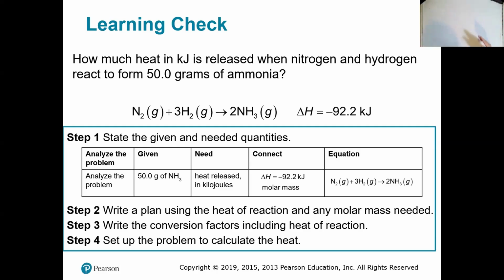All right, so they give us a balanced reaction here, and they're telling us the delta H value. We see that the delta H value is negative here. And so we know that in this case, it's a negative delta H, so our heat is going to be released as a product.